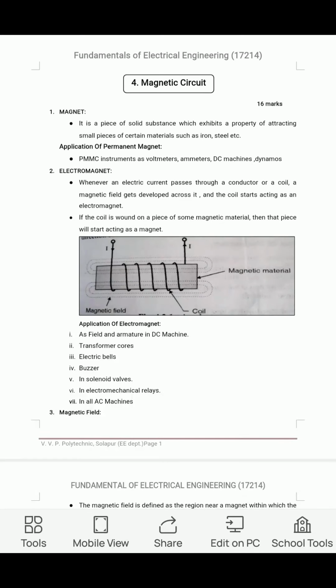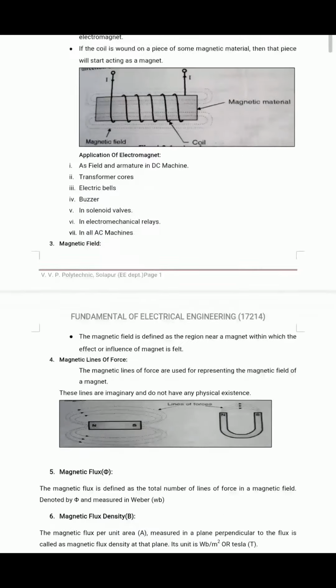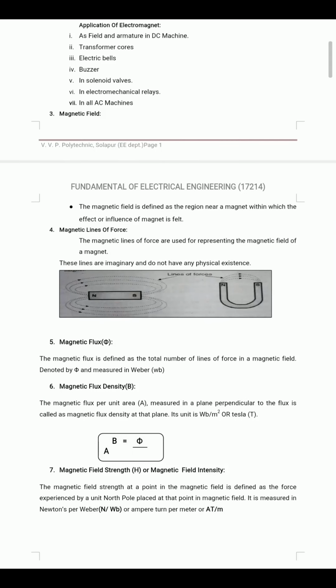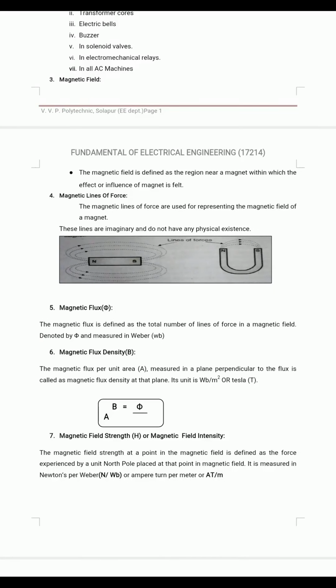But what is meant by magnetic field? The magnetic field is defined as the region near the magnet within which the effect or influence of the magnet is felt. That means the region, the area where we feel the effect and influence of the magnet. That means there will be a force of attraction or force of repulsion near the area of the magnet. That field is called a magnetic field.